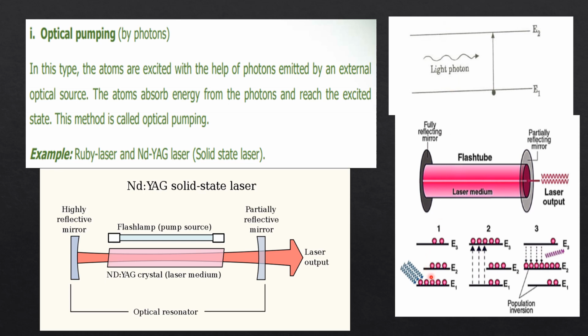You can see this picture. When light is showered onto these atoms in the ground state, they gain energy and get excited to the higher energy states, thereby creating population inversion. Now you could see the number of atoms in the excited state is more than the number of atoms in the ground state. Population inversion is being achieved.